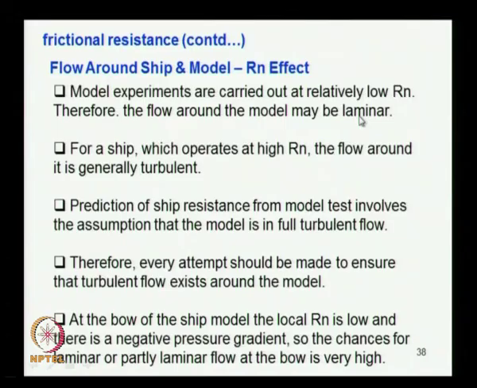So, the model experiments are carried out at relatively low Reynolds number. The reason, as I said, is that the flow around the model may be laminar. Because the Reynolds number is less, flow is going to be laminar around the model. For a ship which operates at high Reynolds number, as I said before, the flow around is generally turbulent. So, there is a mismatch: here it is laminar and here it is turbulent. So, kinematic similarity is not achieved.